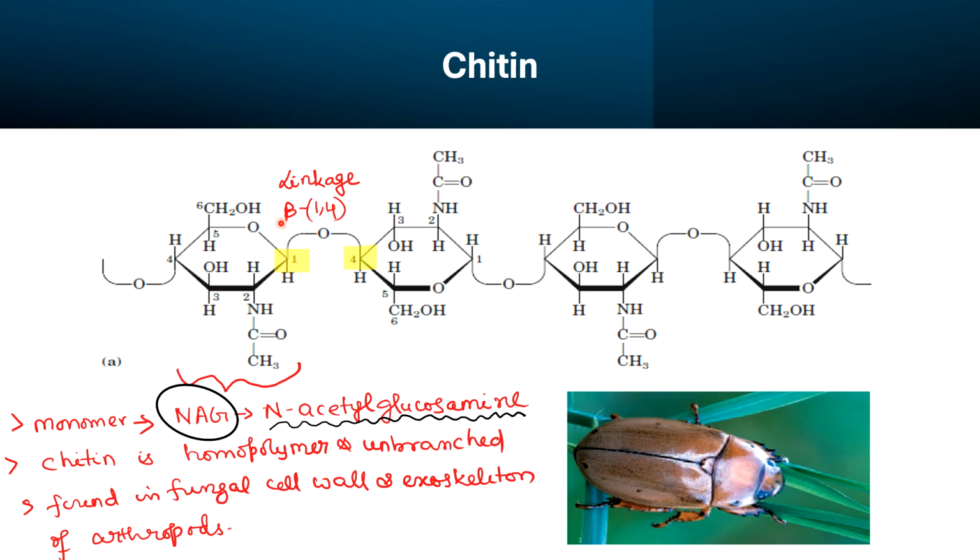What does this mean? Again, at the C1 position, OH is on the top, so it is the beta form. The C1 is making a glycosidic linkage with C4 of another NAG unit. So the type of glycosidic bond is beta 1,4 glycosidic linkage. Is that clear? The monomeric unit is very important. Should definitely remember it. Structure, if you can remember it. Otherwise, if you remember the linkage type, it's also enough. Now, chitin is a homopolymer and unbranched. It is found in the fungal cell wall and also the exoskeleton of arthropods.